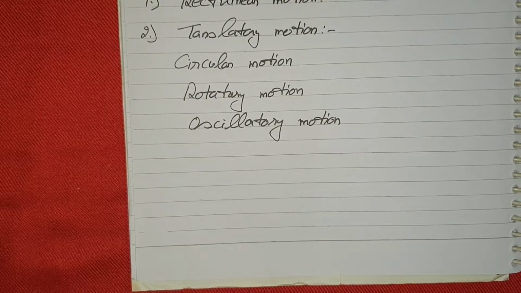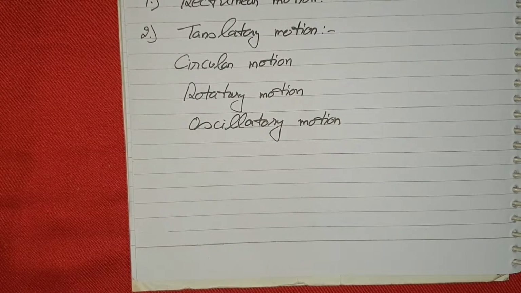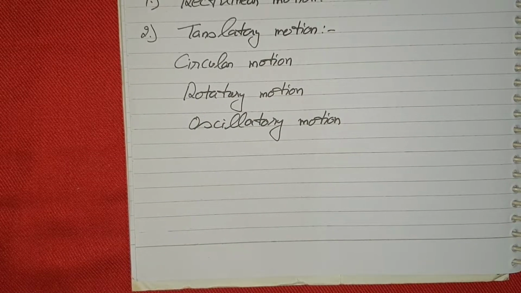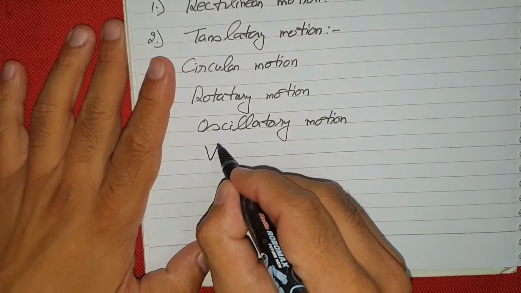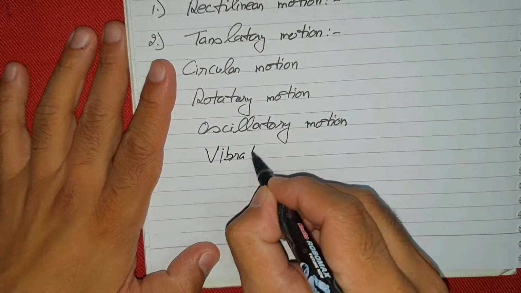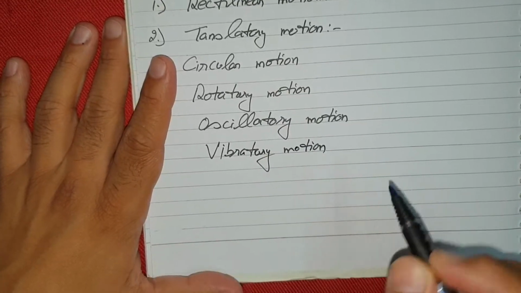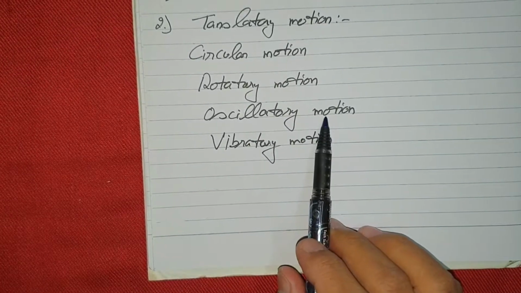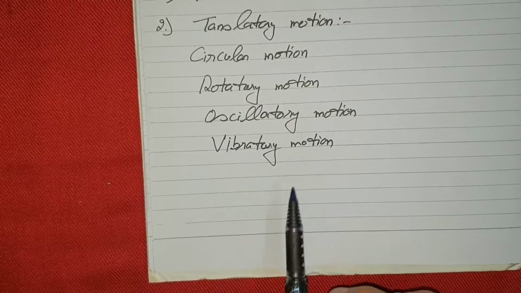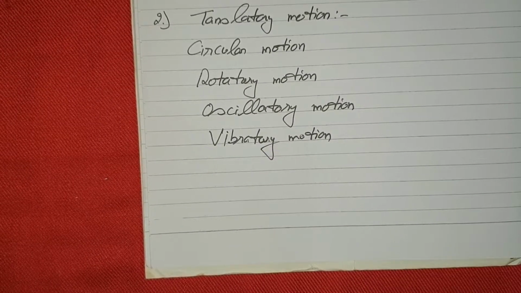Now, if in oscillatory motion the amplitude is very small, that is microscopic, the motion of the body is said to be vibratory motion. So, basically vibratory motion is an oscillatory motion only, but the amplitude of the vibration is very small.